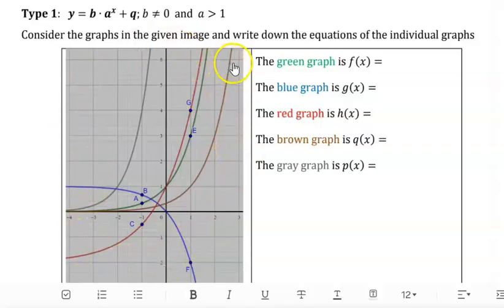If you want to, you can first see if you can find the equations of the green graph, the blue graph, the red graph, the brown graph and the grey graph, and then afterwards you can look at the video and see whether you're correct, or you can just go to the answers and check it there. I'm not going to discuss each of these individual graphs.